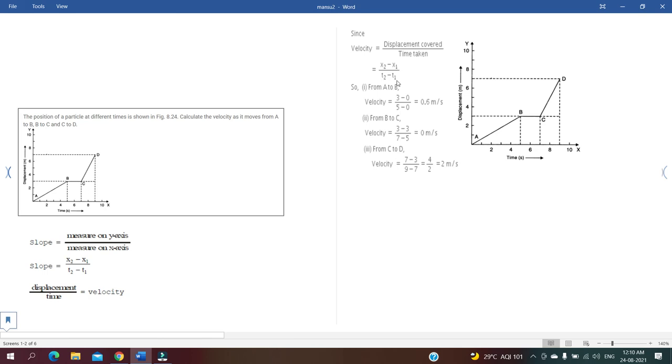Now what will be the value of x1 and t1? As we have chosen point a, which is nothing but the origin, x1 is also 0 and t1 is also 0. So replace x1 by 0, t1 by 0. So velocity comes out to be 0.6 meters per second.